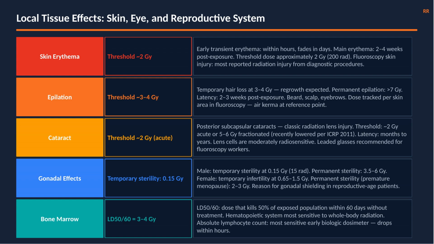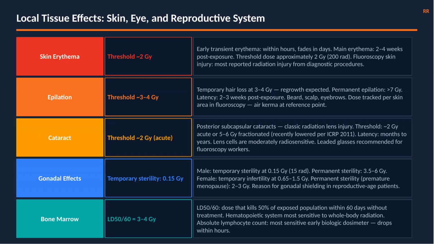Cataracts, posterior subcapsular cataracts, the classic radiation lens injury. Threshold, approximately 2 gray acute, recently lowered by ICRP in 2011 from the older value of 5 gray. Latency, months to years. This is why leaded glasses are recommended for fluoroscopy workers.